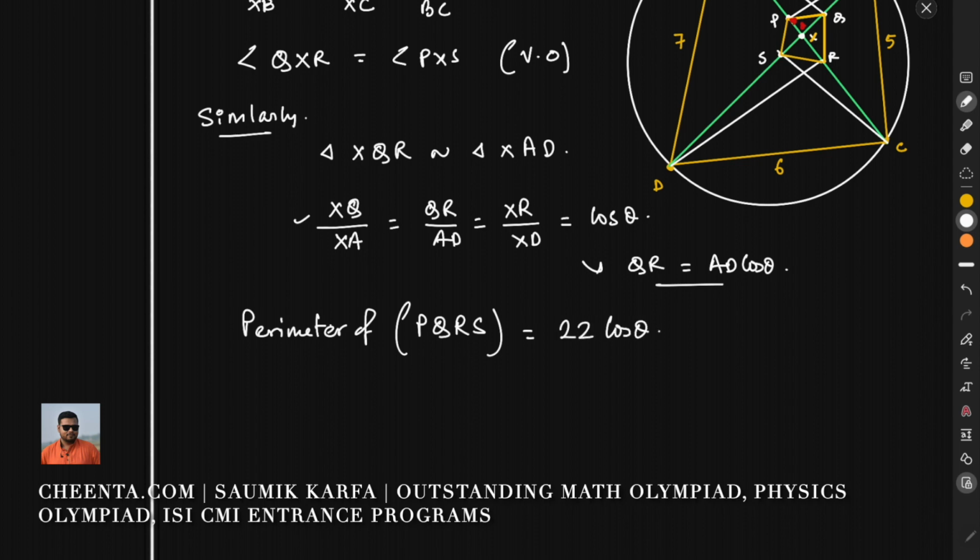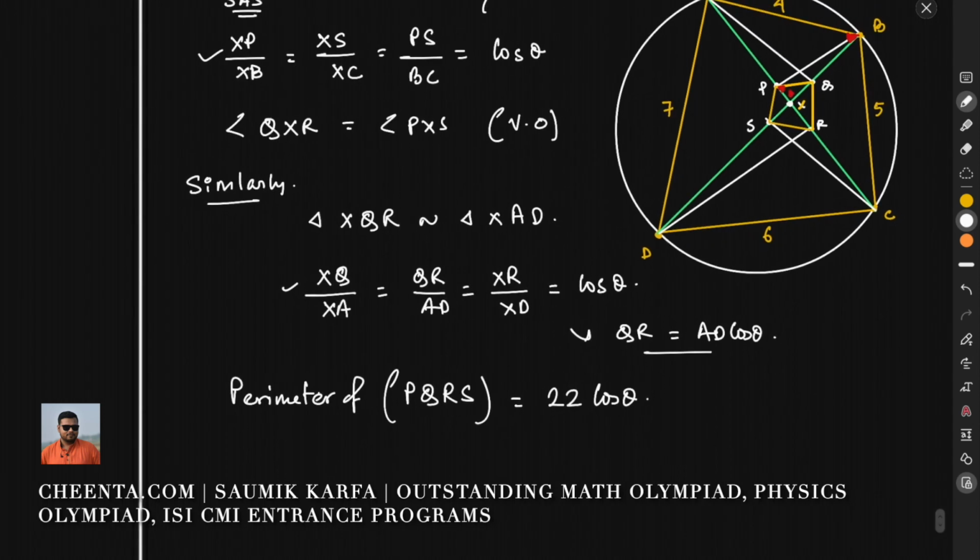So you see, we have found the perimeter of PQRS, but not completely. We still have some cosine of theta left. So we have to figure out what cosine theta is. Now this will be very easy if we know how to apply the cosine law on these triangles. So what is the cosine law?